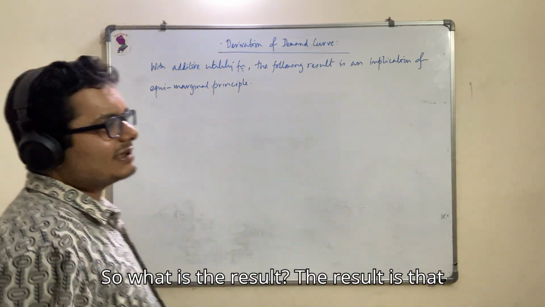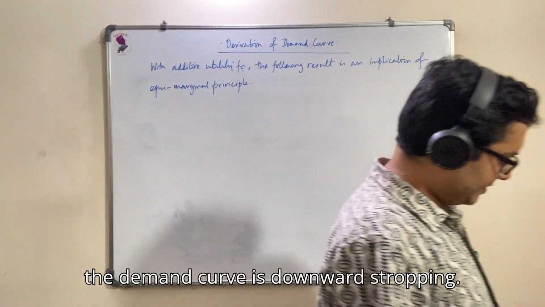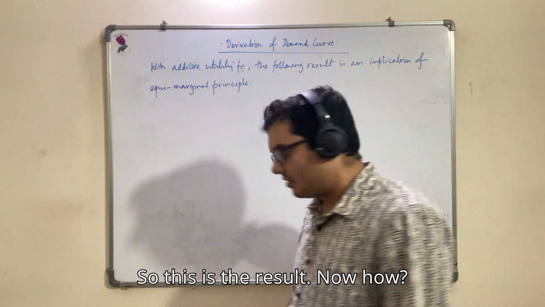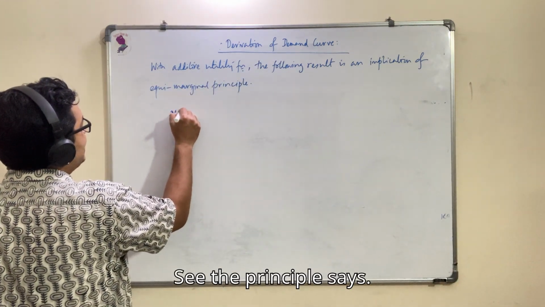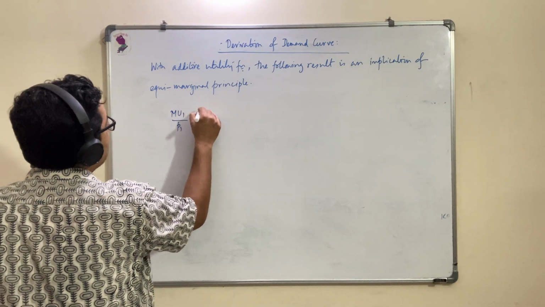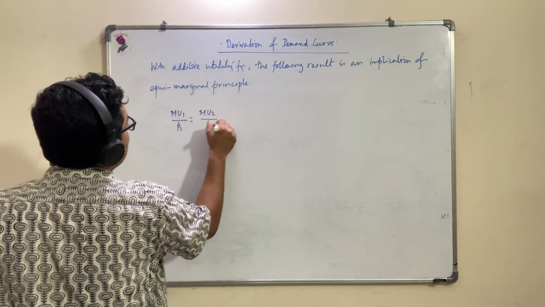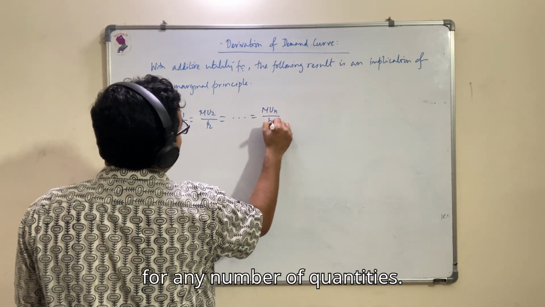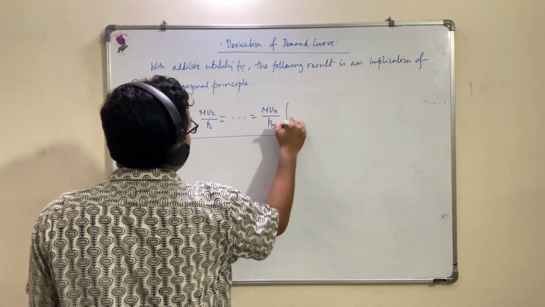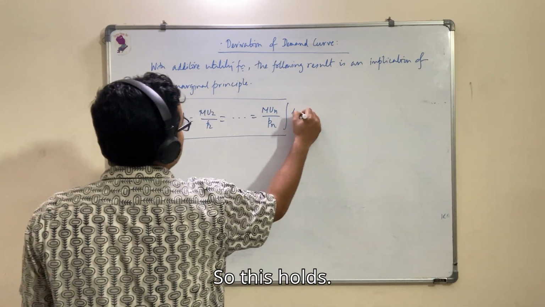So what is the result? The result is that the demand curve is downward sloping. Okay, so this is the result. Now how? So the principle says that this should hold for any number of commodities. So this holds.